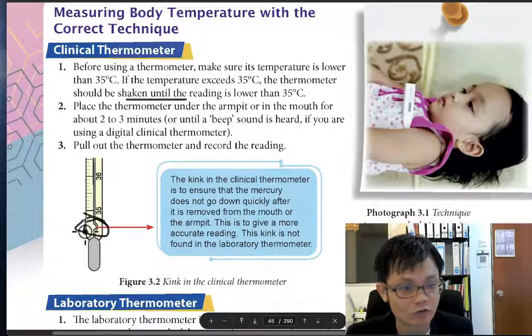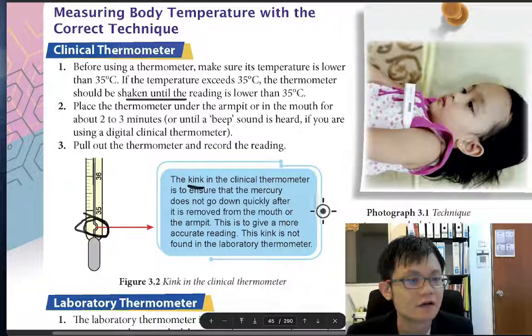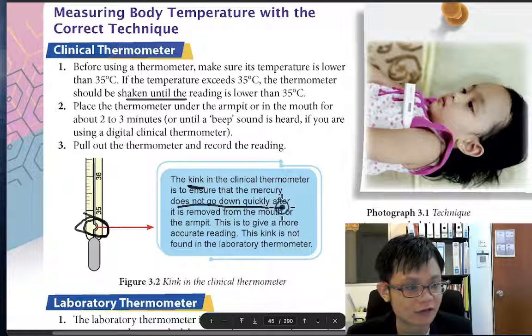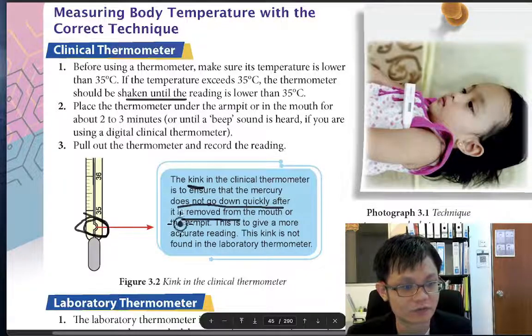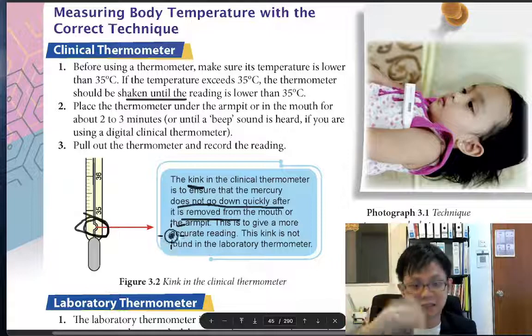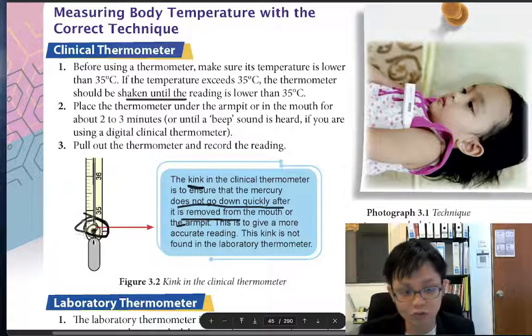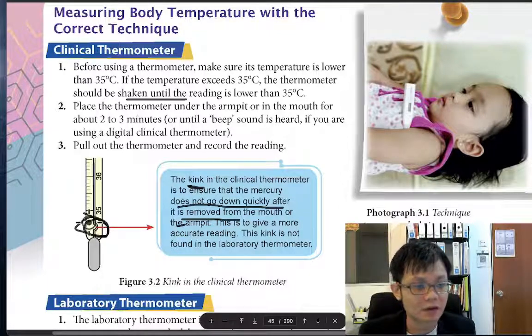Let's say the question says, why is there a kink, or bend, in the thermometer? Your answer should be so that the reading does not go down quickly after it is removed. Because after you take it out, you need to see it, but by the time you look, it has already gone down. So this one will slow down the mercury from flowing down.